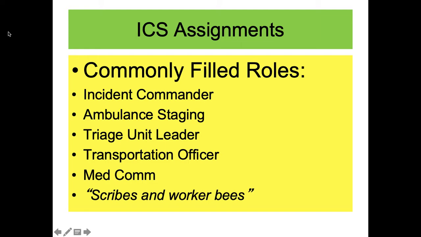You might be in this ambulance staging role. You might be a triage person. You might actually be involved in directing the transportation of these particular patients, or you might be on the radio talking to the hospital. More than likely, though, you're probably going to be a scribe to help these people fulfill their roles, or you might be lifting and moving patients, or more than likely you're going to be transporting patients to the hospital in your ambulance if you do work on an ambulance.